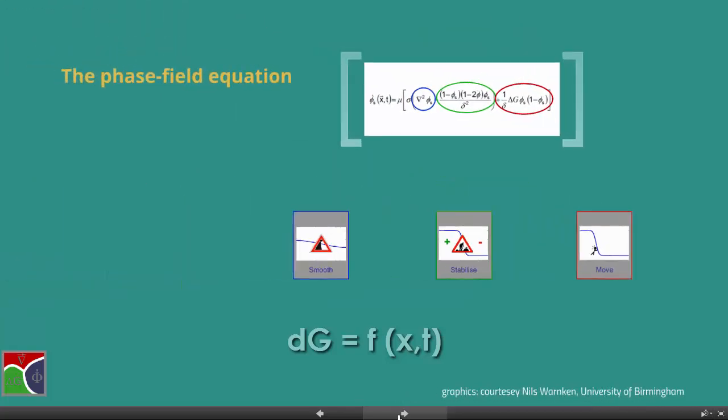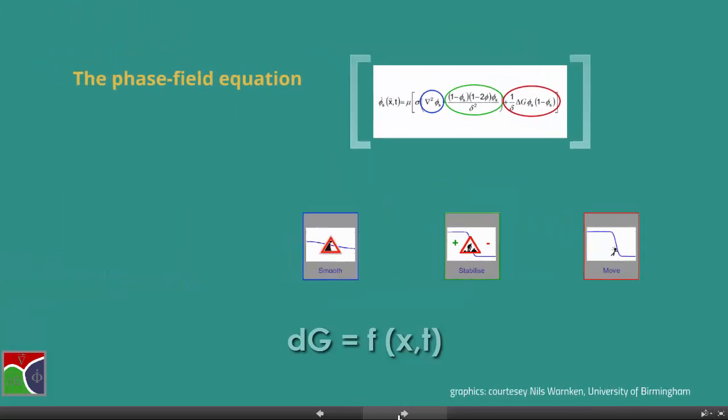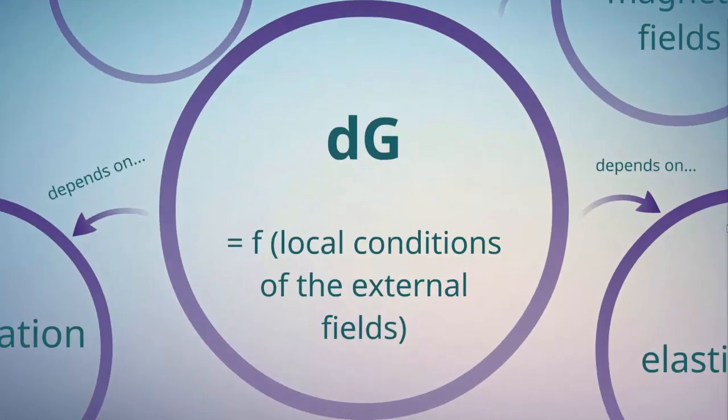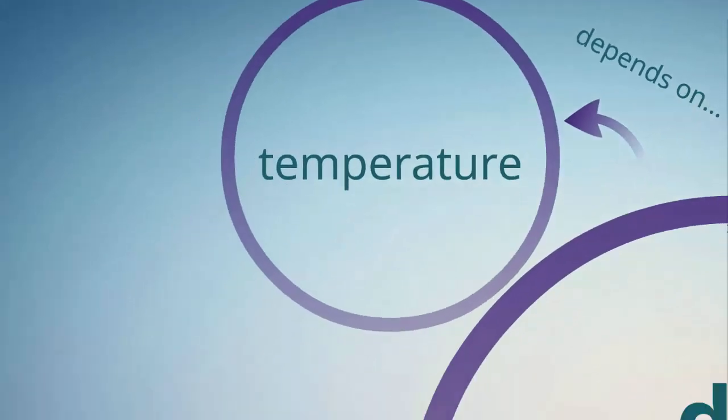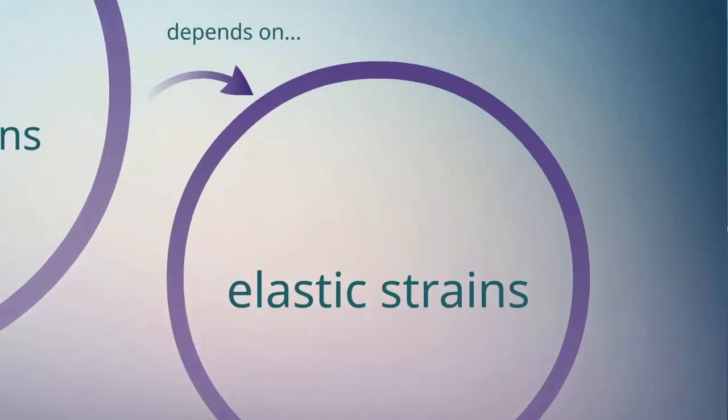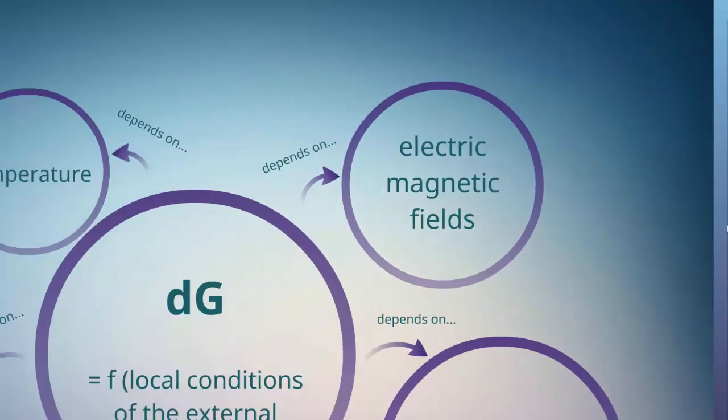The delta G may be different at any point in space, so it is itself a function of space and time. And the delta G actually depends on the local conditions of the external fields, like temperature, concentration, but it may also be elastic strains or electric or magnetic fields.